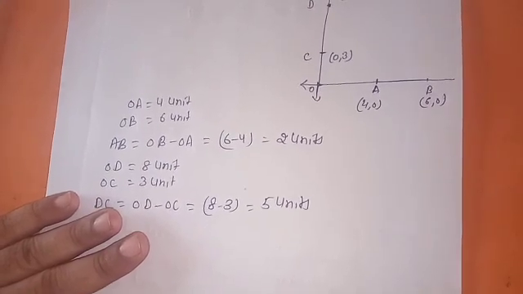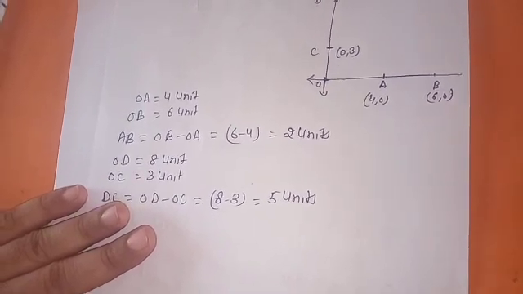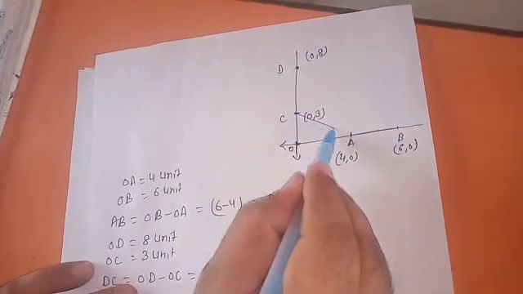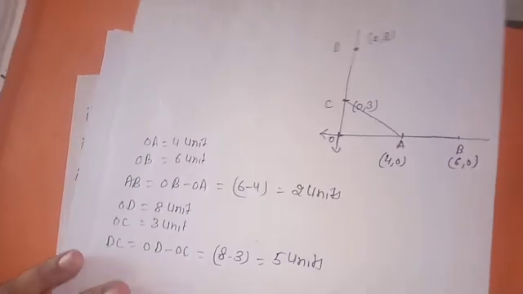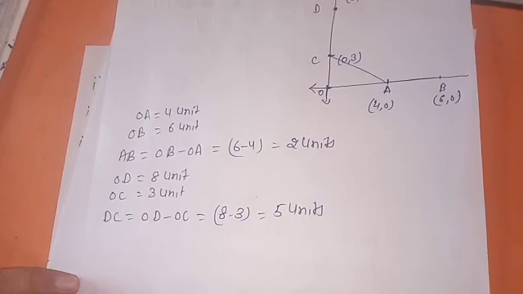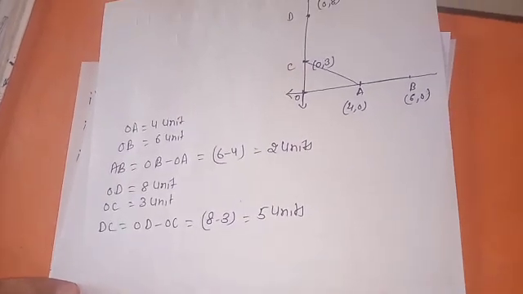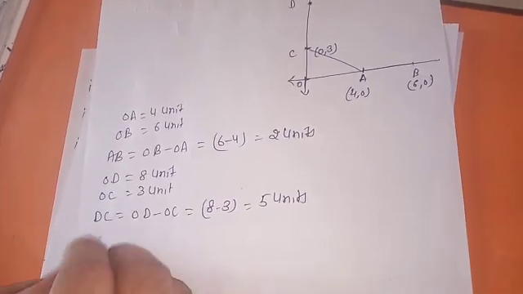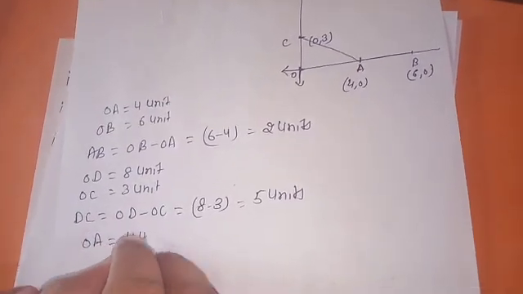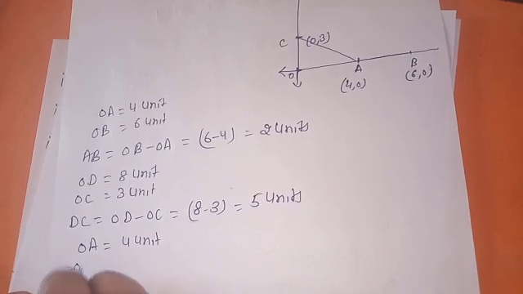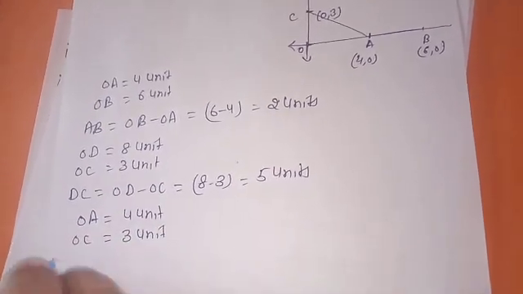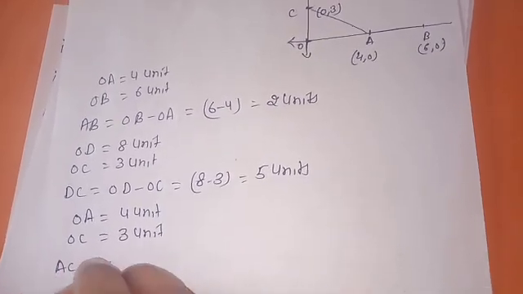Next, if anybody asks you to find this distance, AC, how can you find it? That also you know. As you know, OA is equal to how much? 4 units. OC is equal to how much? 3 units.